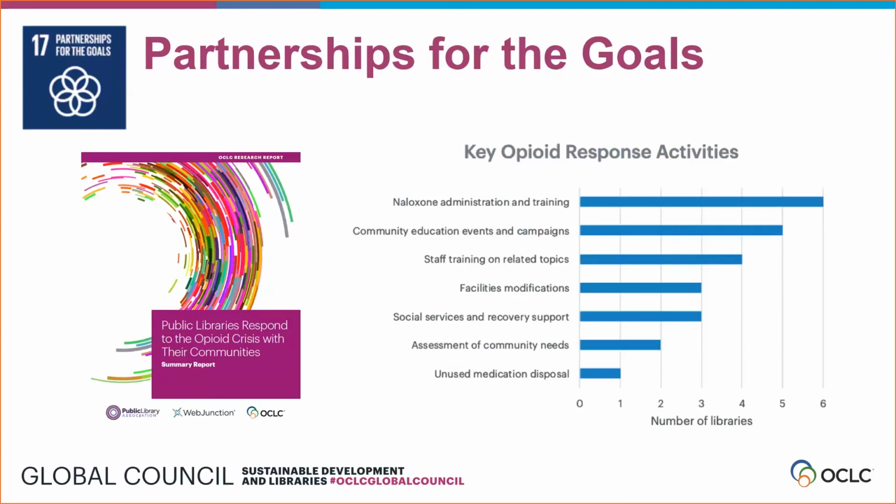Libraries make ideal collaborators for many efforts towards the SDGs because the reach that they have within their community is virtually unparalleled. In this case, we found that many people who suffer from opioid addiction tend to stay away from law enforcement agencies, but they regularly visit the library and have relationships with librarians and staff there. This gives libraries the ability to have an impact in places that other community agencies might not be able to go.